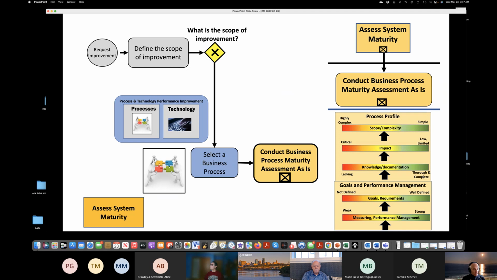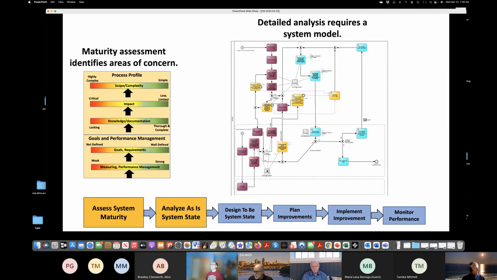And how much do we know about this process? Do we know a lot about it? Do we have it documented, or don't we really have documentation? What are the goals we're trying to achieve? Are they not defined or well defined? And do we have measurements, and are we using them to manage performance? Those are typically things that, if one wanted to improve a process, it's a good idea to know, just to know what you're facing. And if you wanted to implement technology, these are the things the technology people would want to know about.